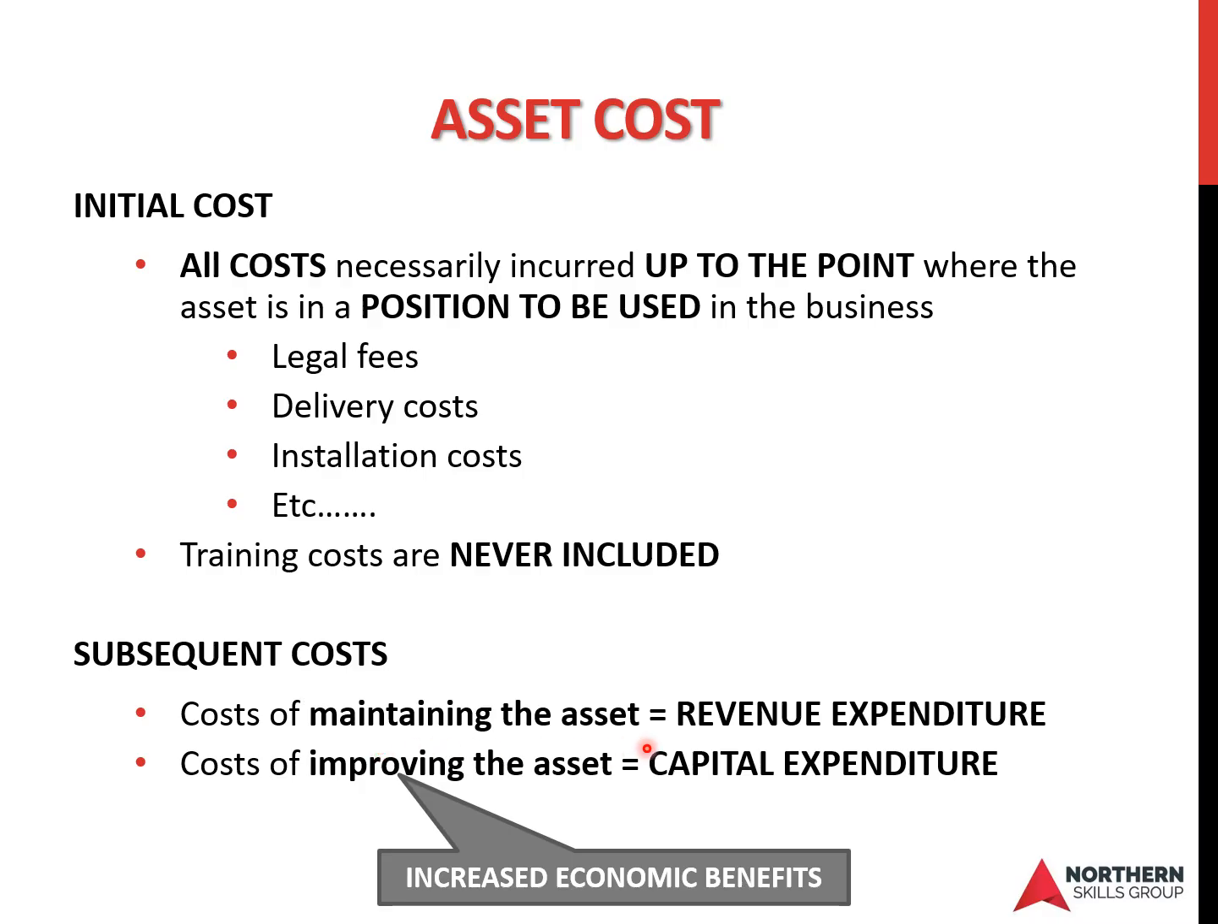Costs of maintaining the asset in good condition go to profit and loss. If any costs are incurred that are going to improve the value of the asset to the business, then those costs are regarded as capital expenditure.